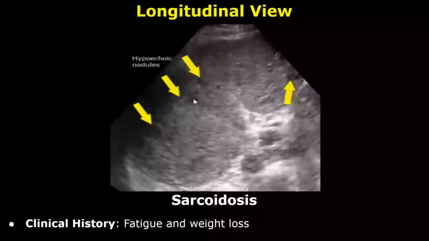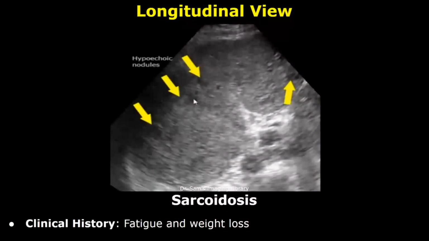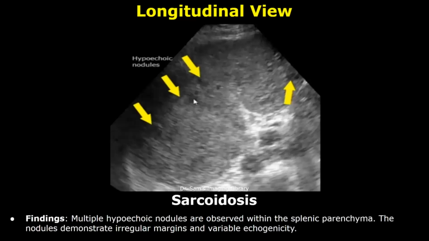Here is a case of sarcoidosis. The clinical history was fatigue and weight loss. These are the findings. Multiple hypoechoic nodules are observed within the splenic parenchyma. The nodules demonstrate irregular margins and variable echogenicity.